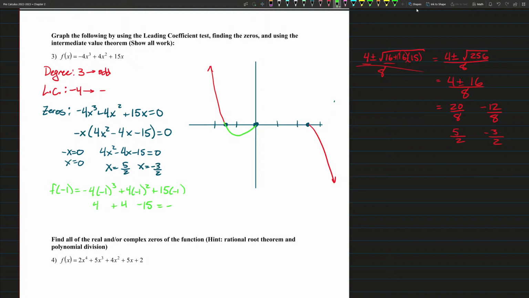Okay, then we have to check in between the 0 and the 5 halves. So let's choose 1. When we do that, we're going to get a positive number. So that comes up top, and then that's our graph.